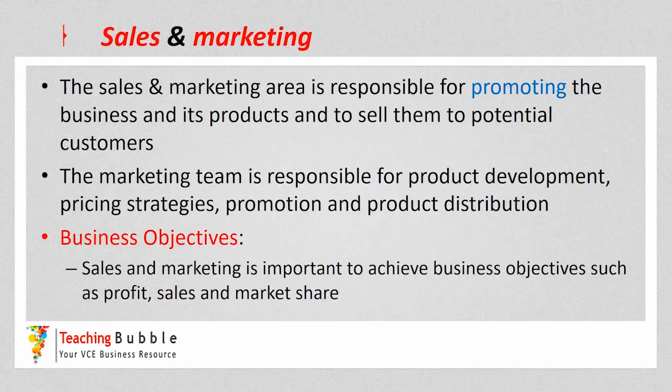So the whole marketing team is responsible for things like product development, pricing strategies, setting out how the product or the business is going to be promoted to try and attract sales, and also the product distribution in terms of getting the product to the end consumer. Now, in terms of meeting objectives, sales and marketing is really important to achieve business objectives such as profit, sales, market share, because they're looking to attract new customers into the business so that they can sell their products.